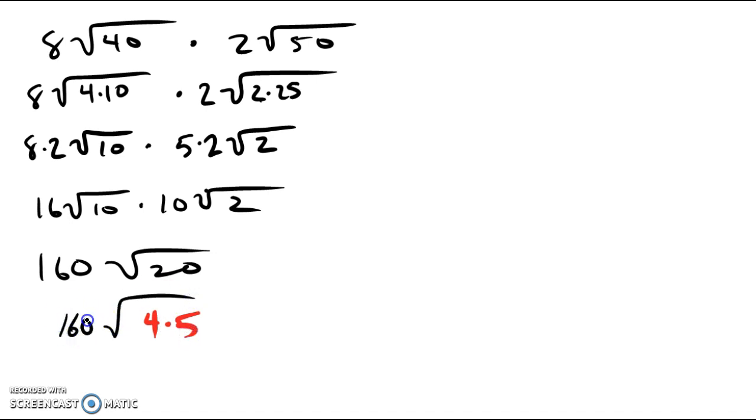Okay, now we're at the point where we are familiar with, and that is just simplifying this. So we've got 160 on the outside. The square root of 4 is 2. And we get 320 square root of 5.